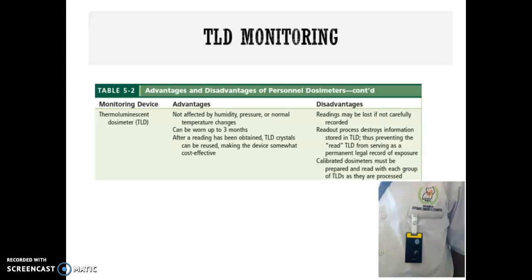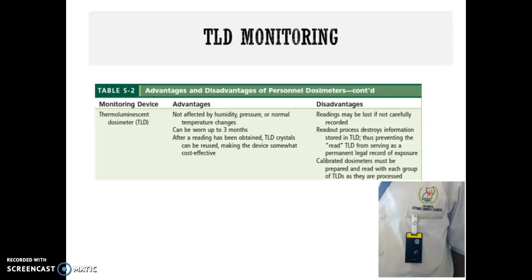Some advantages is that it is not affected by humidity, pressure, or normal temperature changes. But we know that temperature changes here in Qatar are not within normal, right? It goes from a cool temperature to about 50 or 60 degrees. So if you accidentally leave that TLD badge on the dashboard of your vehicle, you forget to take it into the clinic and you come out at the end of the day and it's still lying on your dashboard, most likely you're not going to get a reading from that. It would null the reading of anything that you acquired prior to that time.